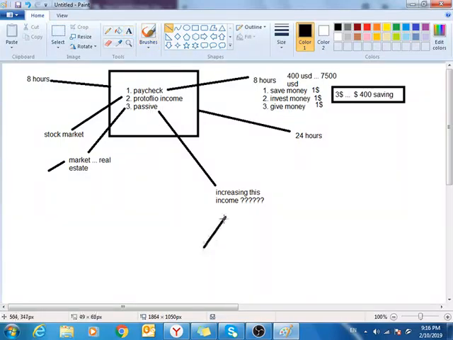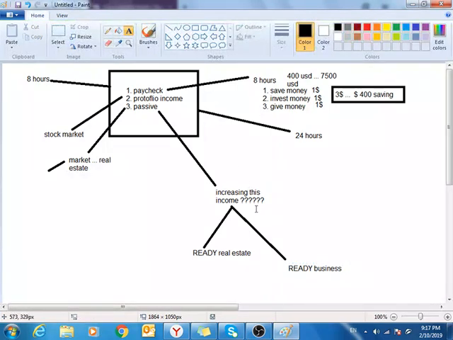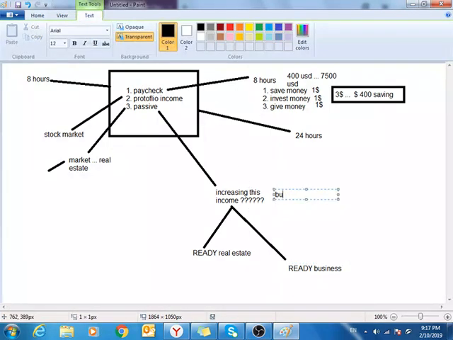Well, this income is real estate and businesses. Okay, I'm not going to build a home here. Ready-made real estate, a business. Well, what I'm going to do is buy. Like testing. Can I? Yeah.